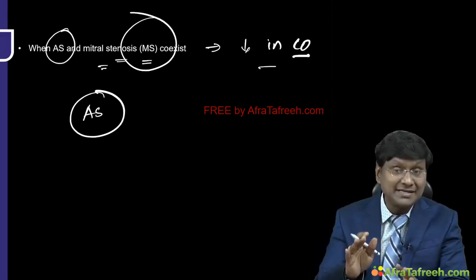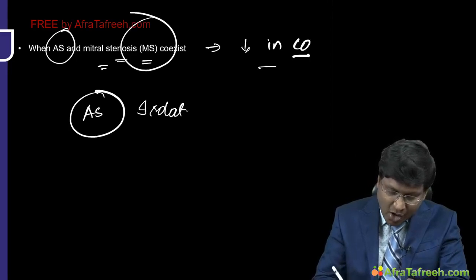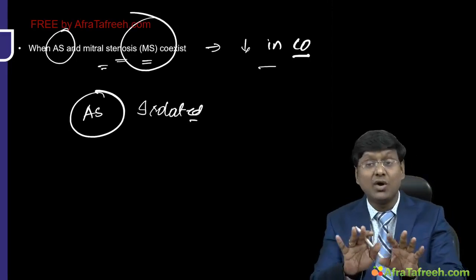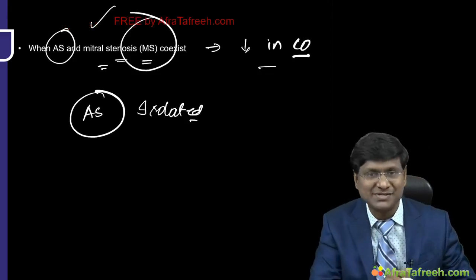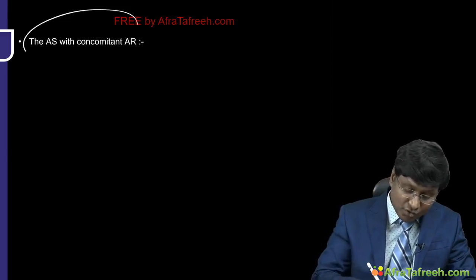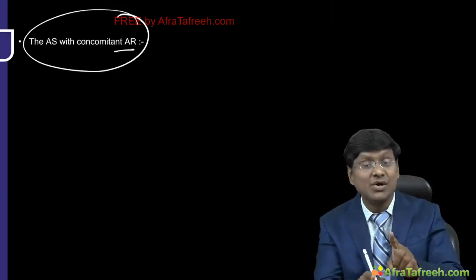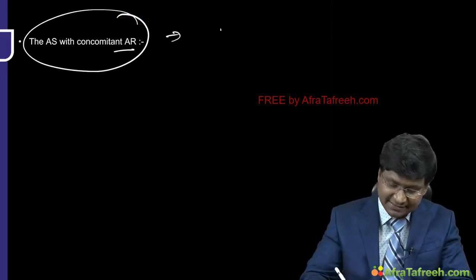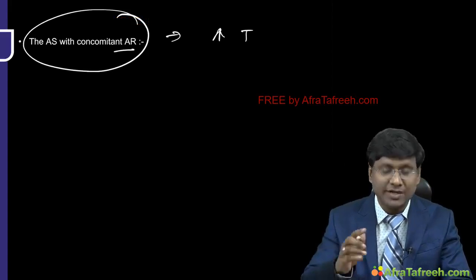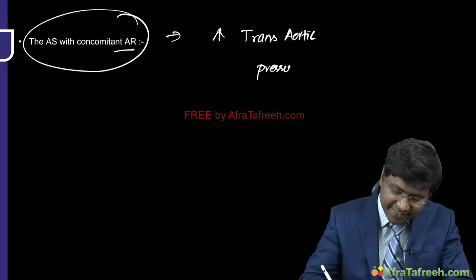And whatever the signs that you come across in isolated aortic stenosis, they may change or alter if there is aortic stenosis along with mitral stenosis. And if there is concomitant aortic regurgitation, then there will be increased trans-aortic pressure gradient, right?